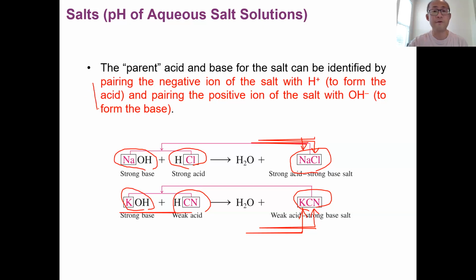Okay, I put red here. Pairing the negative ion with H to get the acid, pair the positive ion with OH minus to get the base, so that you get the parent base and acid for any particular salt.